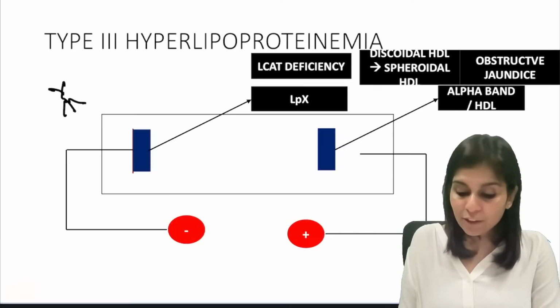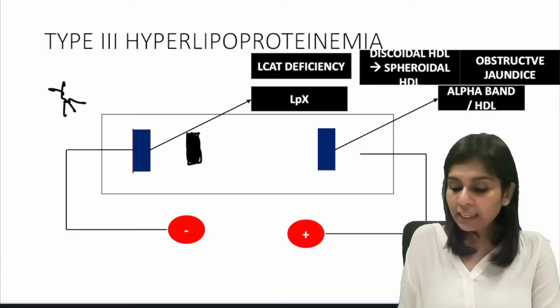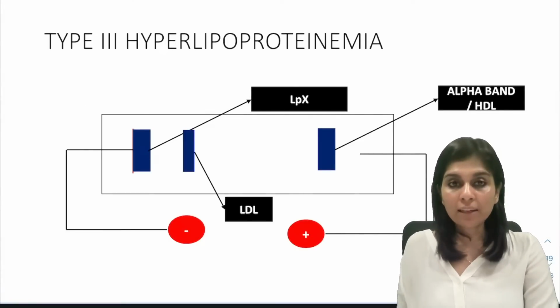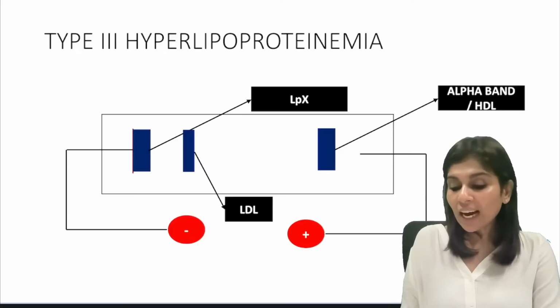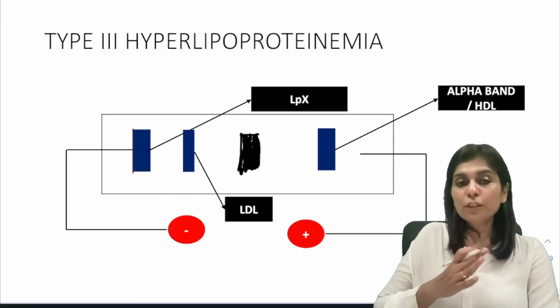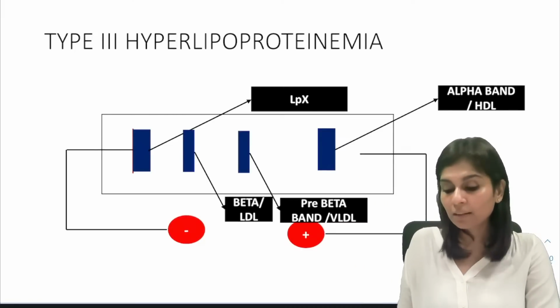Okay, and next to the chylomicron band is the beta band. And this beta band has got LDL. Do you understand this? Beta band has got LDL. And the next band which moves ahead of the beta band is called the pre-beta band. Why do you call it the pre-beta band? Because it moves ahead of the beta band, and this pre-beta band has got VLDL.